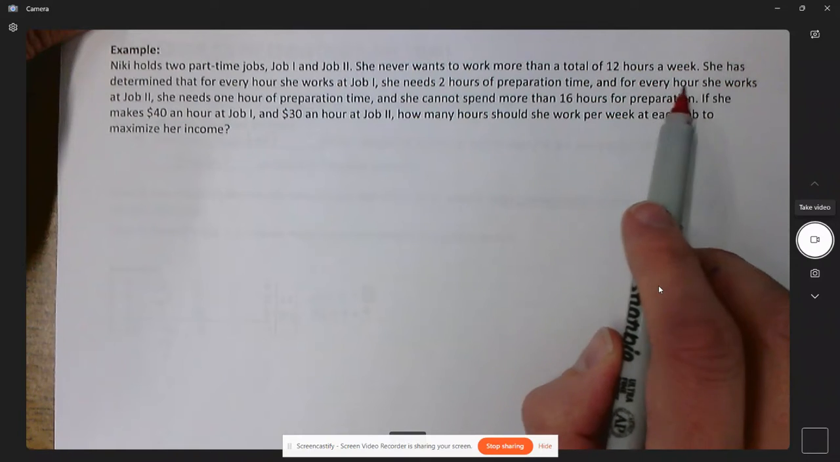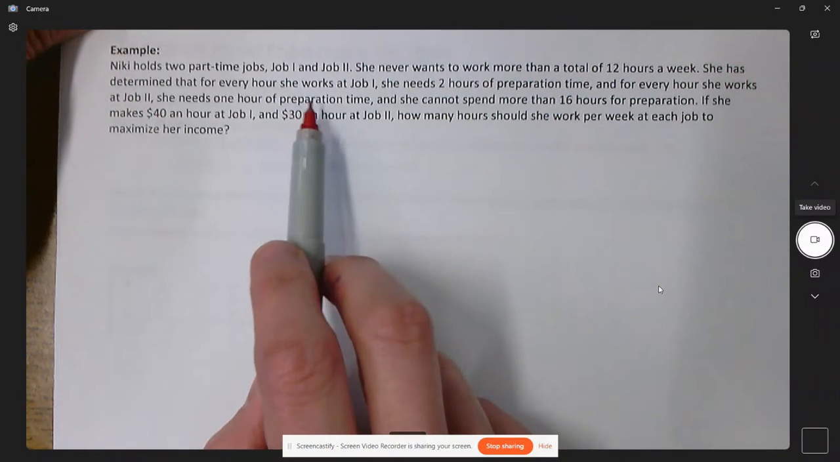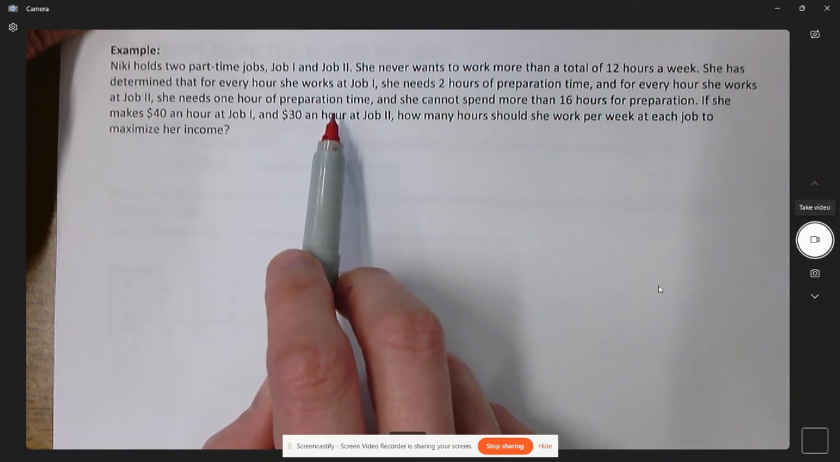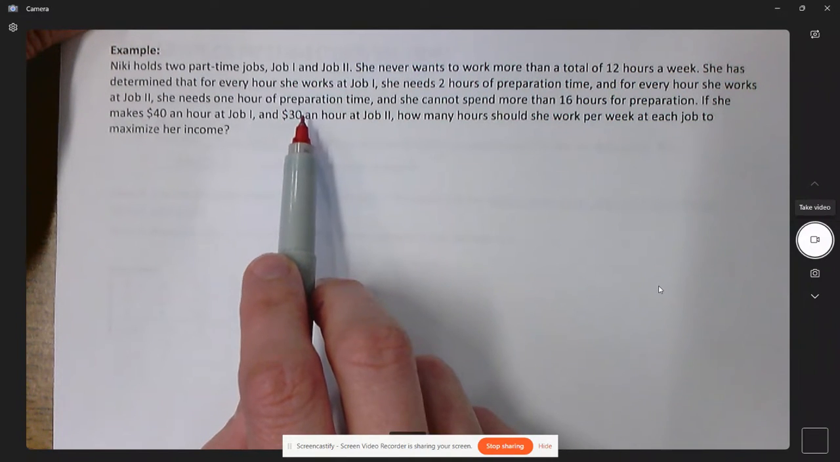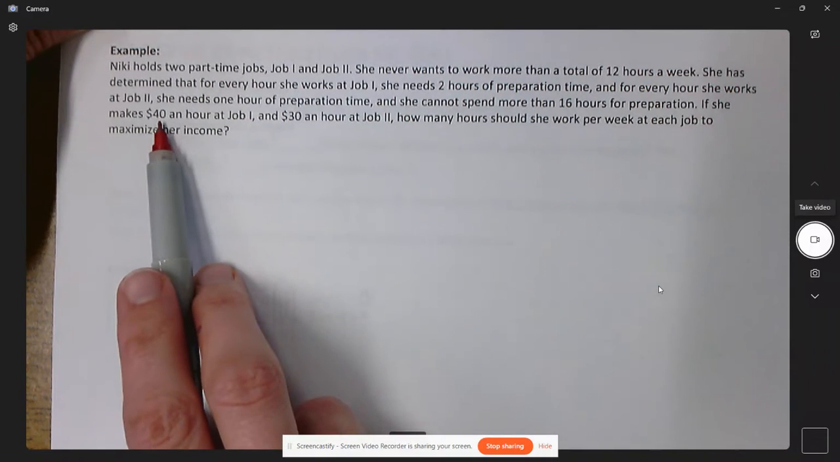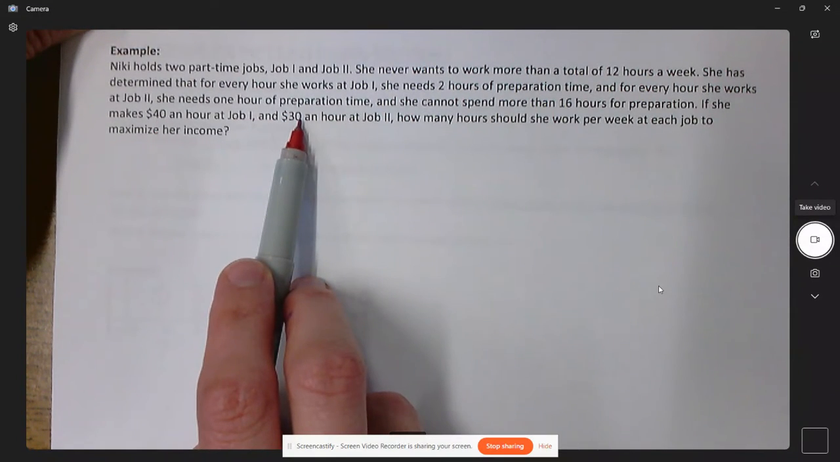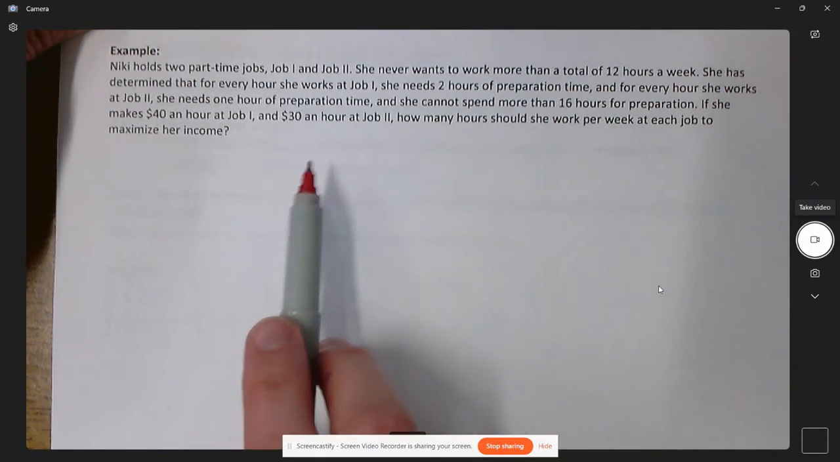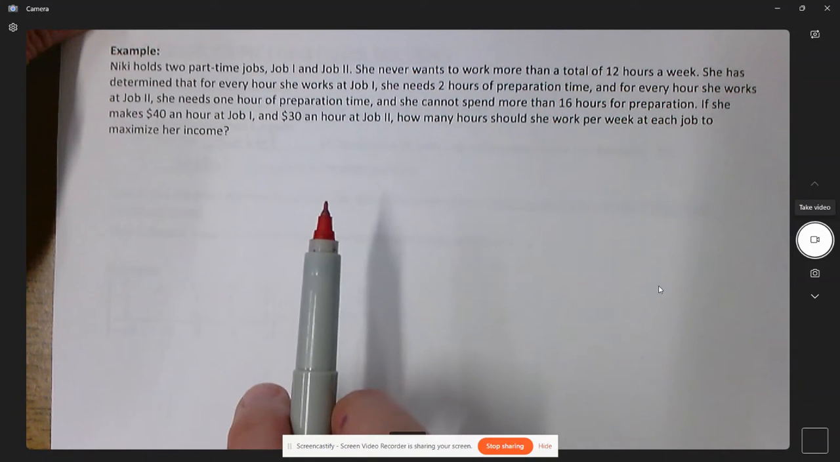For the other job, every hour that she works, she needs 1 hour of prep time. So job 2, right, she's got less prep time that she has to work for. She can't spend more than 16 hours prepping. She makes $40 an hour at one job and $30 an hour at the other. How many hours should she work at each job in order to maximize her income?